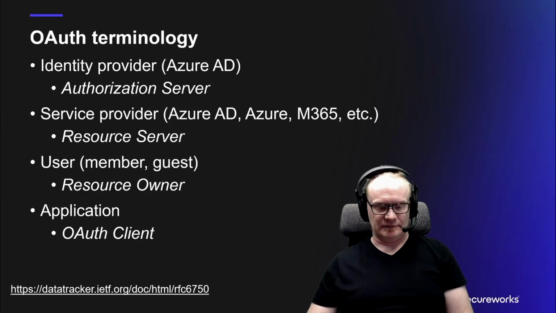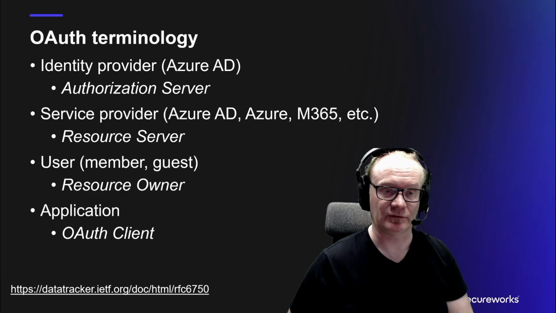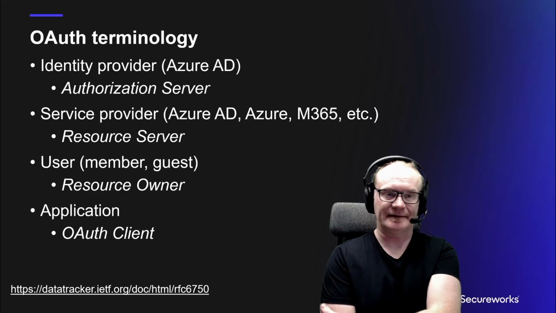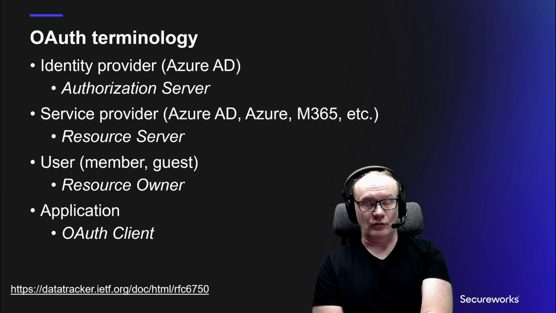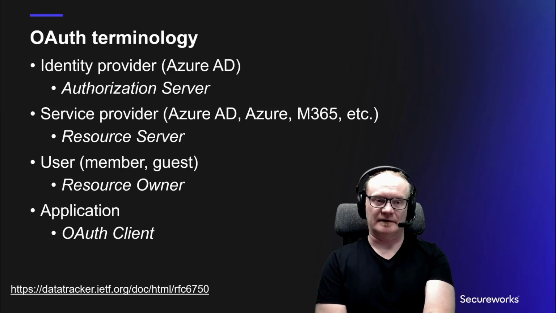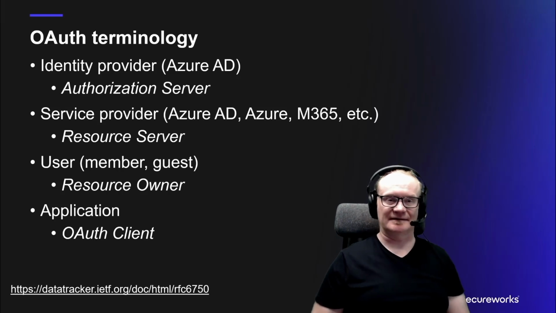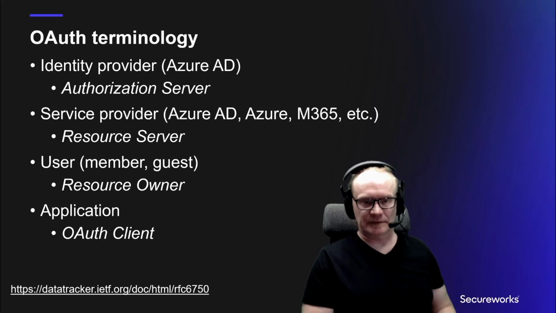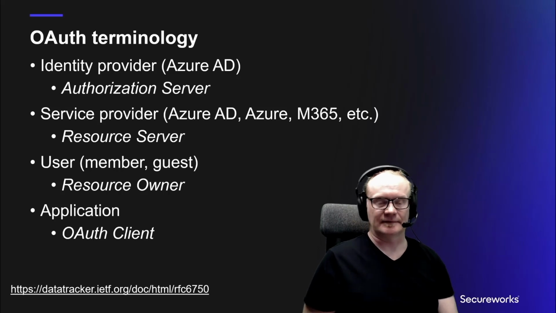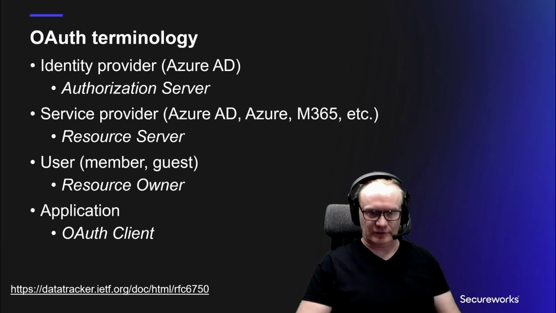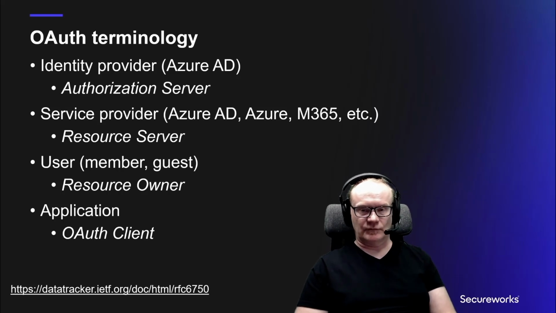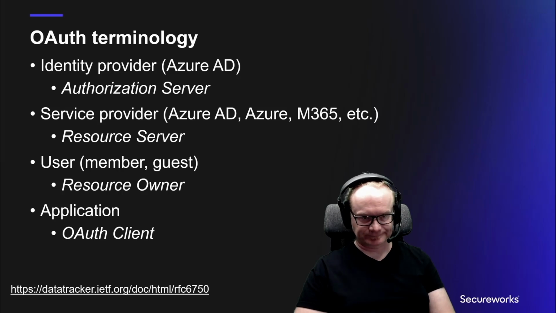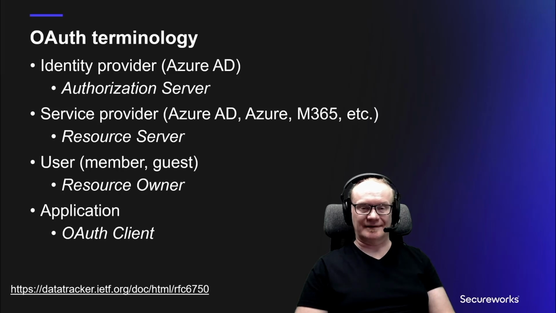And earlier I mentioned that when you are authenticating, you are using OpenID Connect and/or OAuth, or Open Authentication. And here's some terminology related to that. So we have the identity provider, Azure AD, which in OAuth terminology is the authorization server. Then we have the service providers, and OAuth calls them resource server. And then the user, which can be either member or guest. They are resource owners. And finally, the application is the OAuth client.